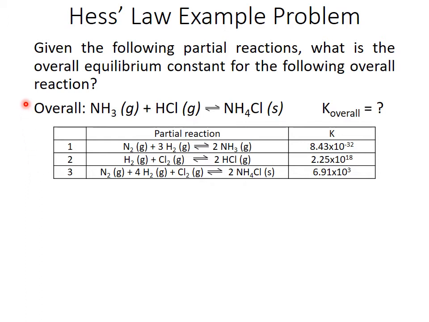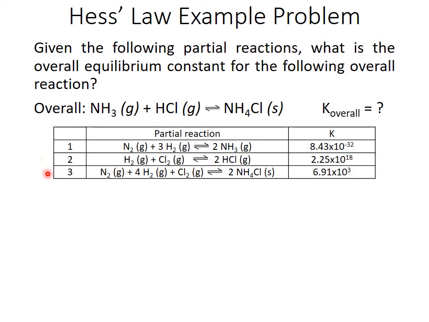Here's our overall process. Ammonia gas plus hydrogen chloride gas reversibly becoming ammonium chloride solid. We have three partial reactions, and we need to get them manipulated such that they reflect our overall process. Partial reaction 1, N2 gas plus 3H2 gas reversibly becomes 2NH3 gas with a K of 8.43 times 10 to the minus 32. Partial process 2 has H2 gas plus Cl2 gas reversibly becoming 2HCl gas with a K of 2.25 times 10 to the 18th.